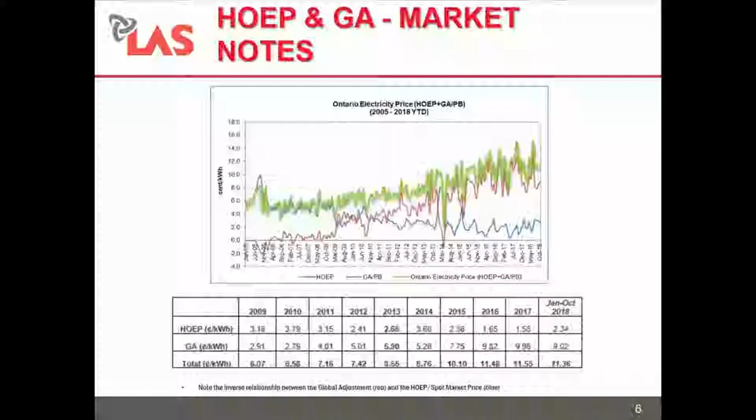So far this year, for the first 10 months, you will see the spot market rate is 2.34 cents, the global adjustment is 9 cents, and the total cost for the first 10 months is 11.36 cents.